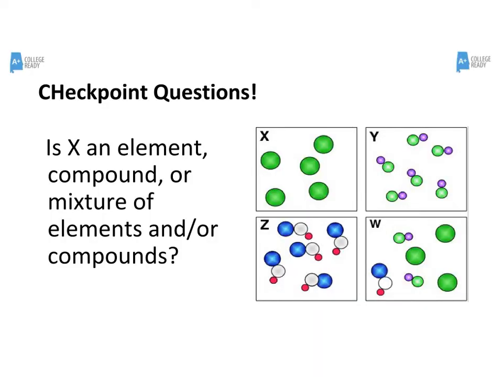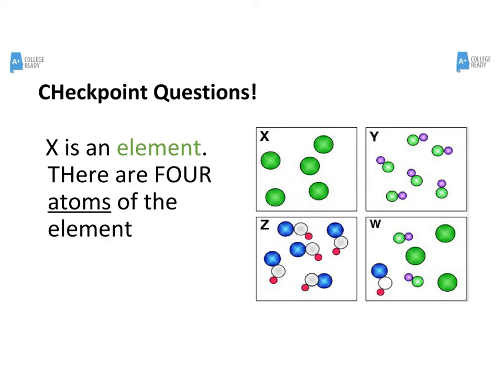So let's practice this. Is X an element, a compound, or a mixture of elements and compounds? Think about it. X is an element. It's composed of atoms of one type of element. There are 4 of those atoms in this box. Well, excuse me, they're not 4, they're 5. 2, 3, 4, 5. There are 5 atoms in the box.